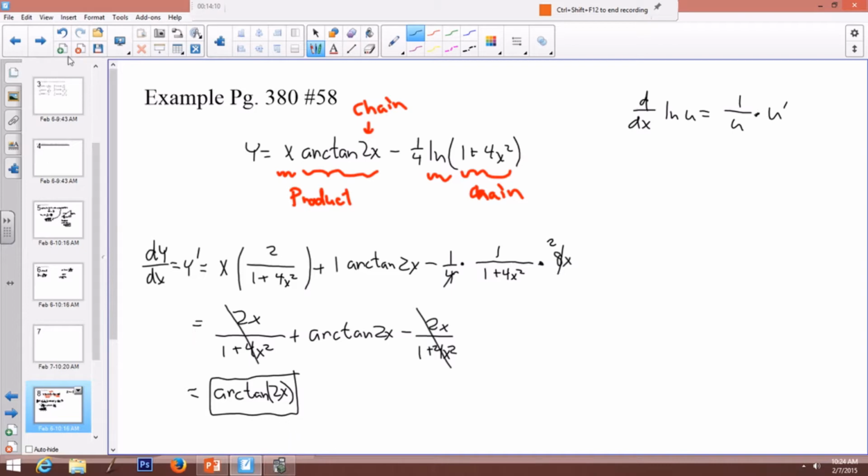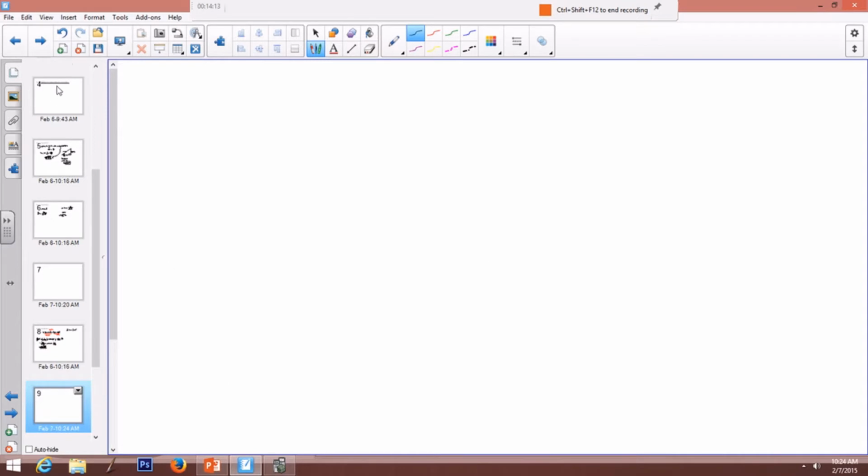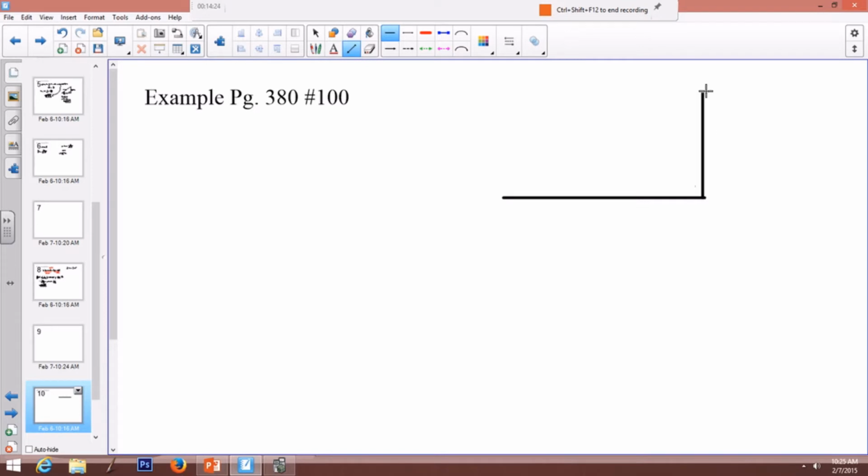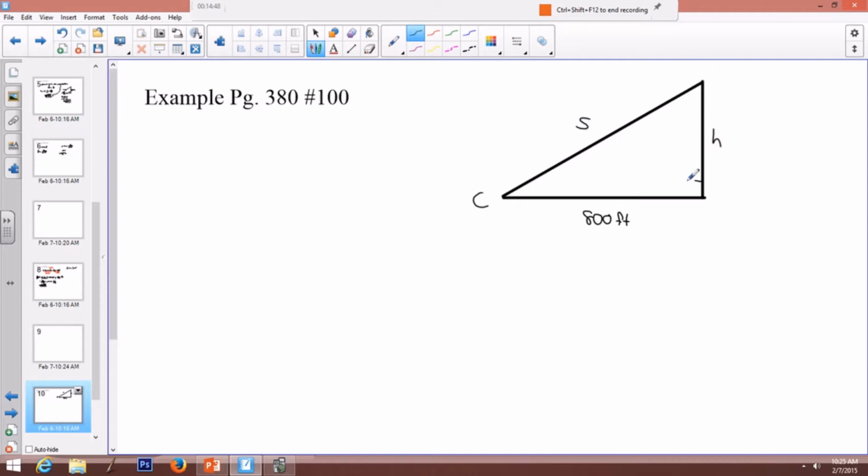Okay, last one of the day. Keep hitting the plus, and I don't really want to do that. I'm looking at number 100 on page 380, and there is a little diagram that comes along with it. And that little diagram looks kind of like this. They basically say that you have a camera that is sitting 800 feet away from a rocket that's taking off. So you got an H here, and they say that the distance between the camera and the rocket is s units. So we've got this right triangle there.